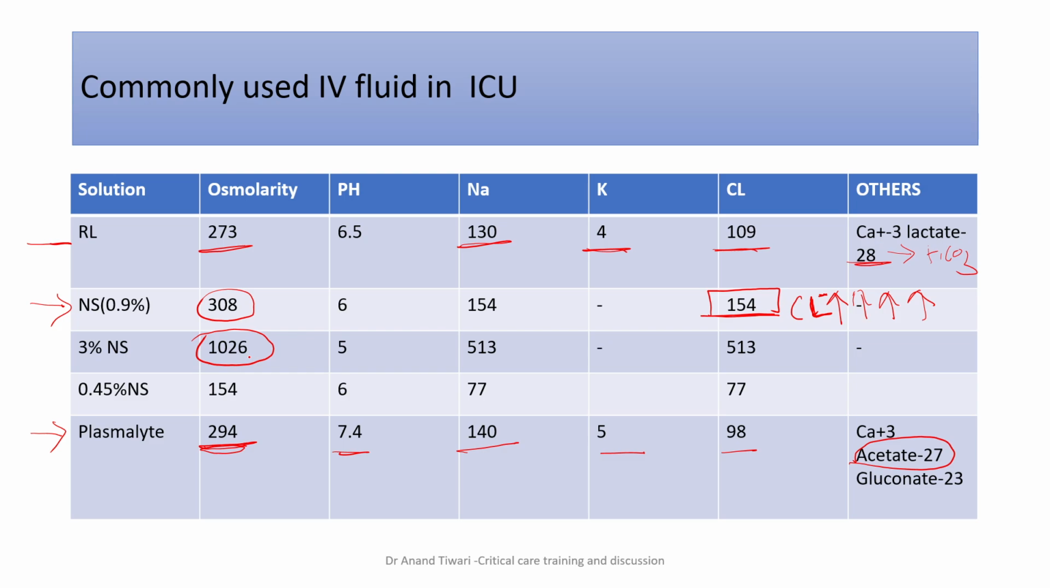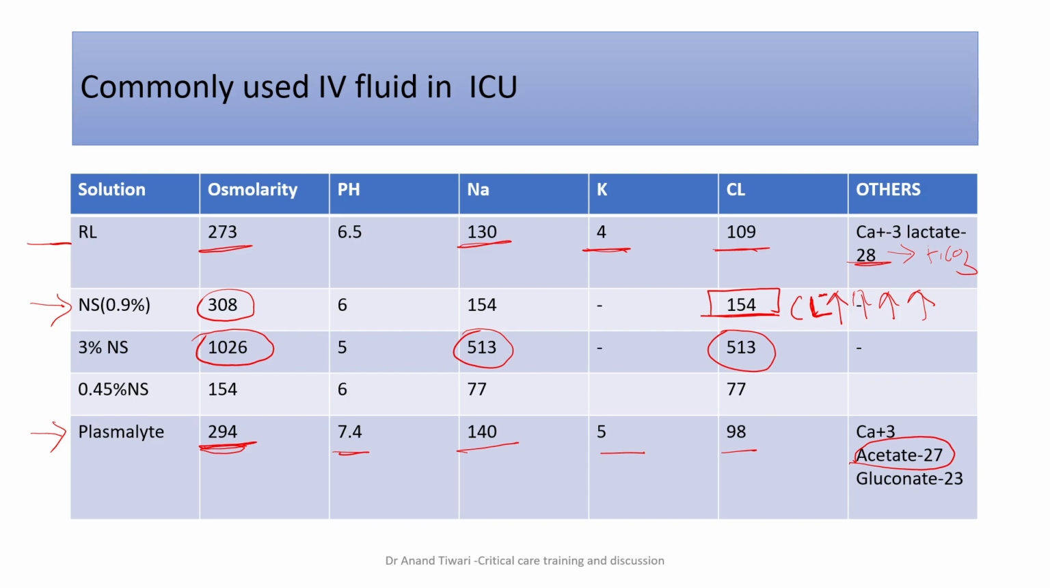You see 1026 osmolarity, and again the sodium 513 milliequivalent and chloride 513 milliequivalent, of course used in situations of severe hyponatremia, and the rate of correction we will be discussing, as well as in patients with head injury to reduce cerebral edema instead of mannitol, with frequent monitoring of sodium while we give 3% saline, and we should not allow the sodium to rise beyond 155. So that is the use of 3% saline solution.